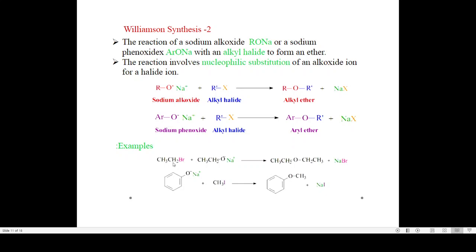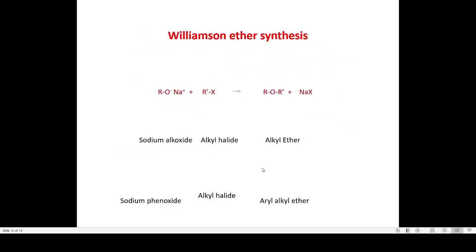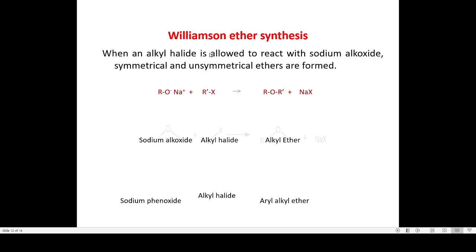So here I am going to take CH3CH2Br, that is ethyl bromide. When it reacts with sodium alkoxide, that is the ethyl alkoxide, we get diethyl ether as the product. When I use sodium phenoxide and a methyl halide, that is methyl iodide, I get methyl phenyl ether as the product. So let us learn in detail about the Williamson ether synthesis.